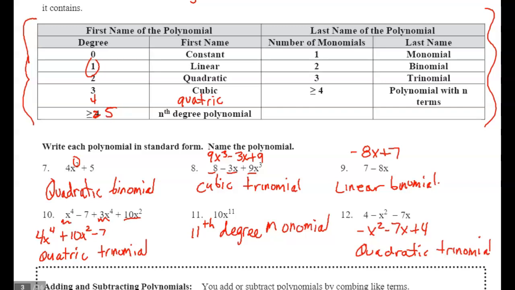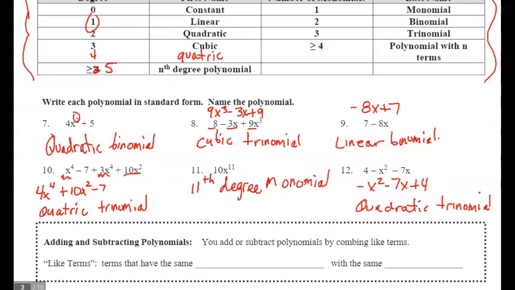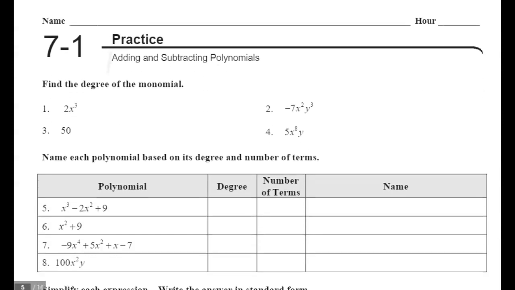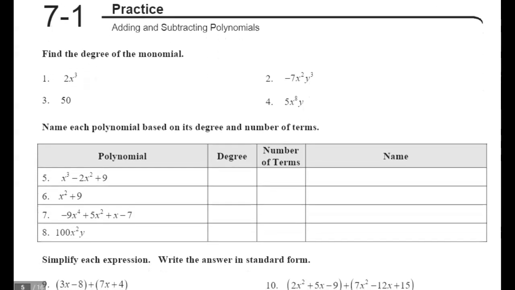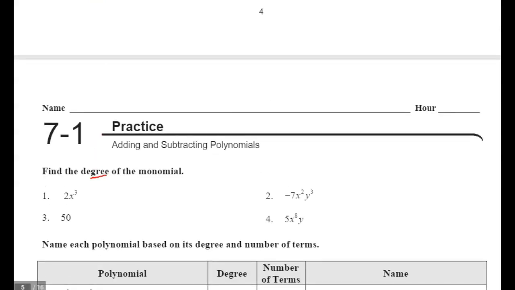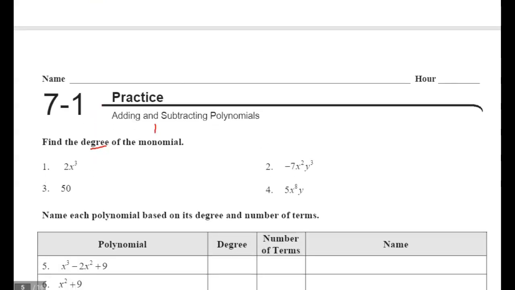Okay. So that is it for our notes for the day. Your assignment will be the 7.1 practice. There it is. So you're going to fill out this chart based on what you see here. Degree, number of terms. So these are just numbers. And then you're going to name it. Up here you're going to name it. And that's actually it. So you're just doing 1 through 8.